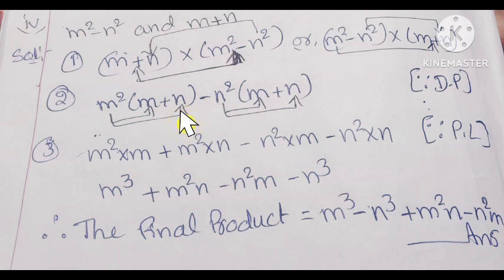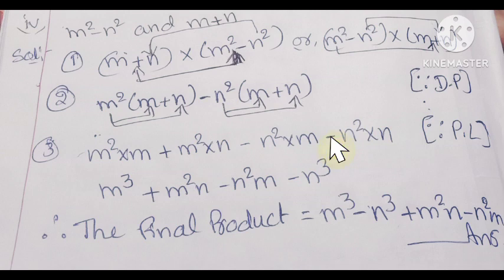Next, minus of monomial. Here, both are the monomial and binomial only. So the monomial is multiplied by each term of the binomial. What's the monomial? n square. n square into the first term of the binomial, that is m only. n square into m. Minus into plus is minus.